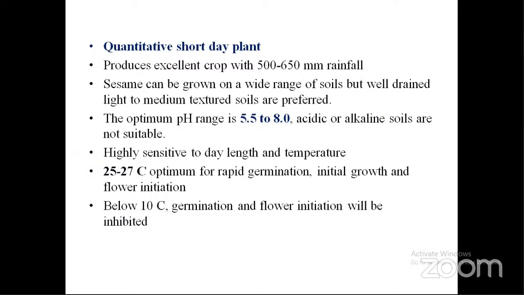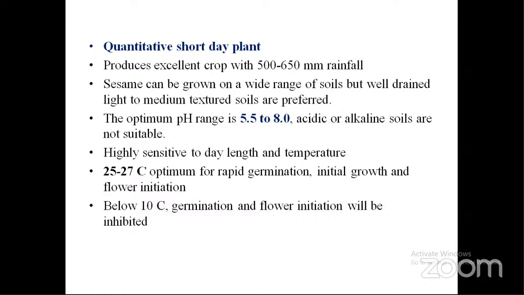And sesame is a quantitative short day plant. I think you know the difference between quantitative short day plant and qualitative short day plant. Quantitative means it needs short days for flowering and reproductive stages. Even if short days are not present, flowering will happen, but it will be delayed. But in qualitative short day plants, if short days are not present, the flowering reproductive phase won't happen at all. It waits until the short days, and only then will flowering happen.